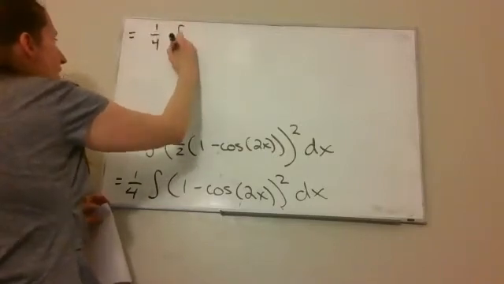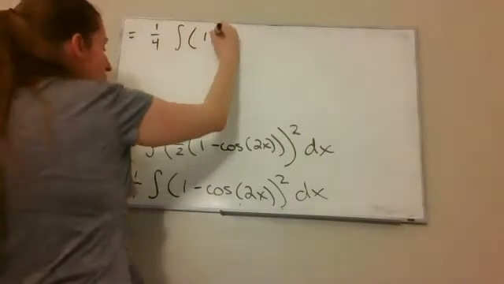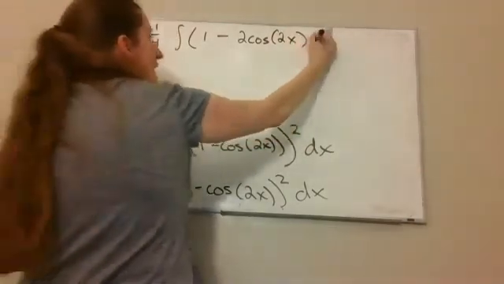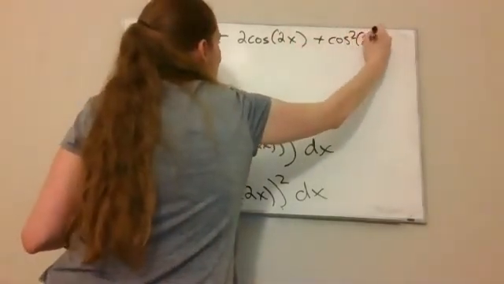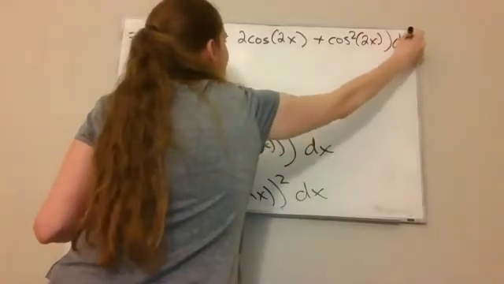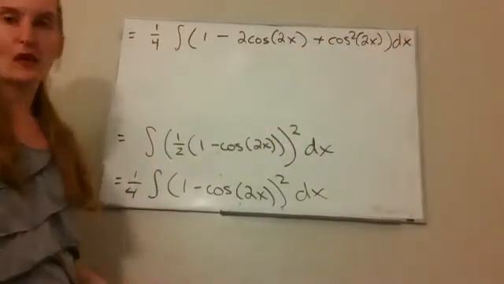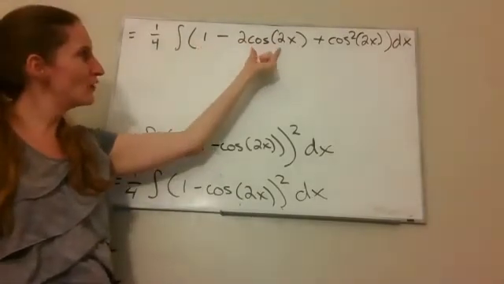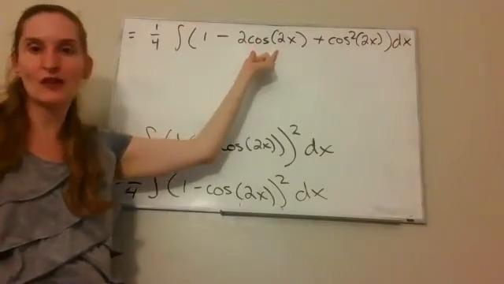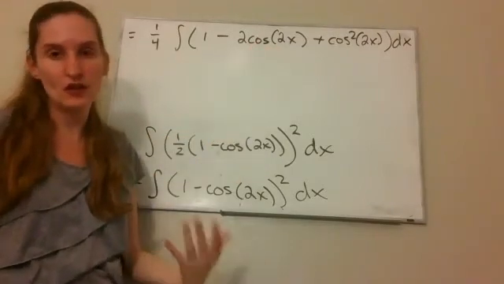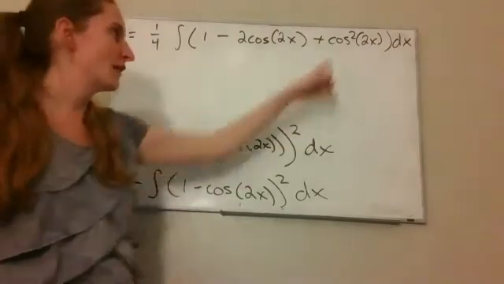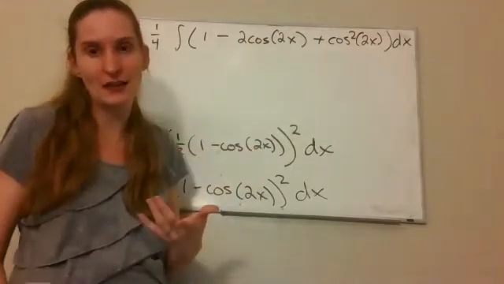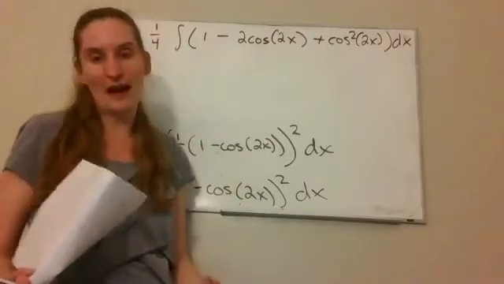So I have a 1/4 times the integral of 1 minus 2 cosine of 2x plus a cosine squared of 2x dx. Now most of this is okay and ready to go. I can do an antiderivative of 1. I can do an antiderivative of this minus 2 cosine of 2x if I just do a little u substitution. U equals 2x like we did before. But this guy, cosine squared, I can't do that one yet. We're going to need another trig identity. And I would use our other half angle identity.